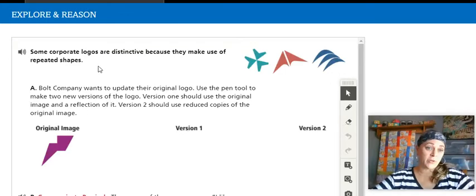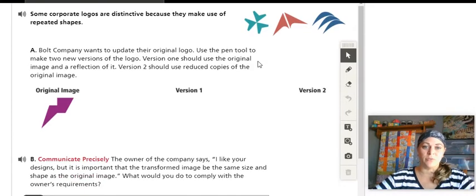Some corporate logos are distinct because they make use of repeated shapes or patterns, as you see here. Bolt Company wants to update their original logo. Use the pin tool over here to make 2 new versions of the logo. Version 1 should use the original image and a reflection of it. Version 2 should use reduced copies of the original.